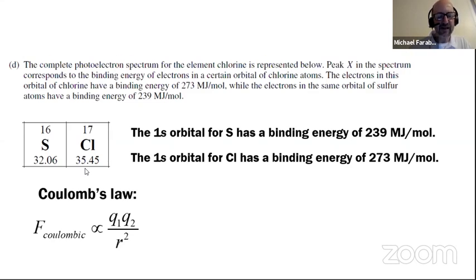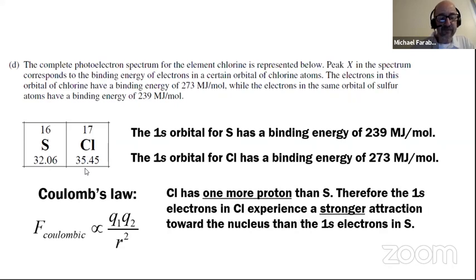Typically, when you're comparing size, you have to go down the group. So for example, if I was comparing oxygen with sulfur, with selenium, there is a rather significant difference in size as we go down. Here we're talking about two elements that are in the same period. So the most significant difference here has to do with the charge. Chlorine, which has 17 protons, having one more proton than sulfur, the 1s electrons in chlorine experience a stronger attraction toward the nucleus than the 1s electrons in sulfur.